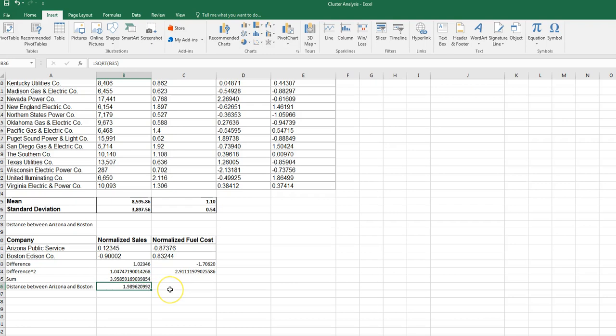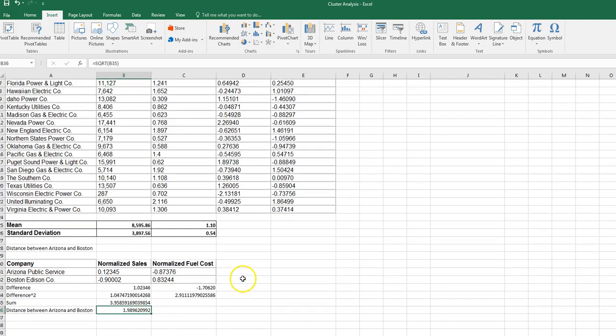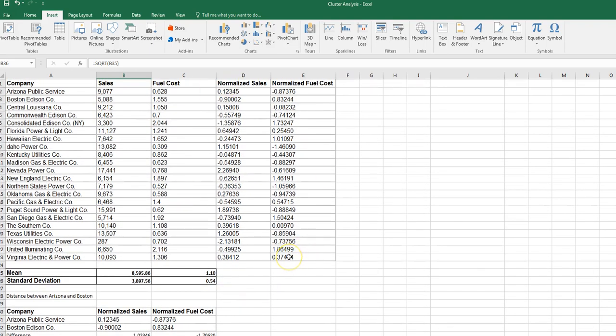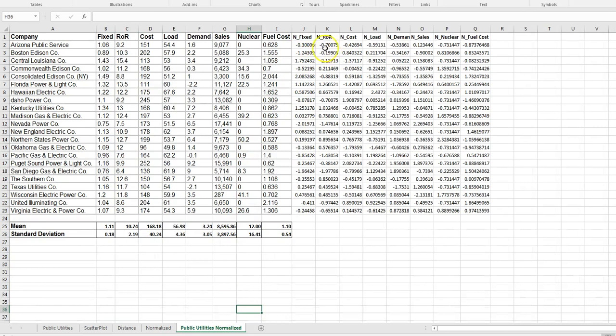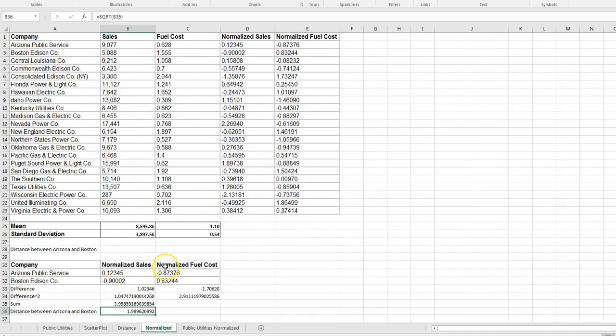So it looks like the normalized distance between Arizona and Boston is approximately 1.99. Because it's a normalized distance, it does not have a unit, but we can get the distance between Arizona and all other companies the same way. As a practice exercise, you can do that for the rest of the companies as well. I have added a tab here where I have already calculated the normalized scores for all these different attributes for all the companies that you can use in order to get the normalized distances.